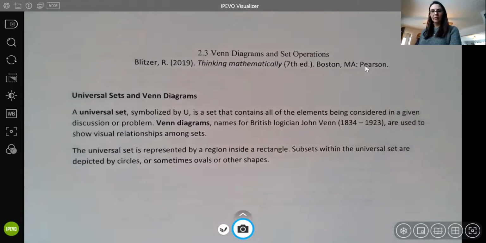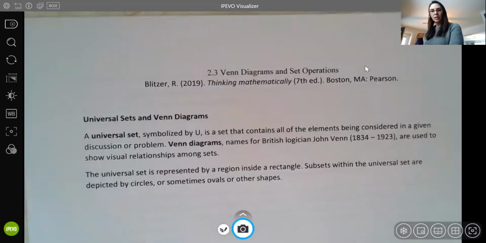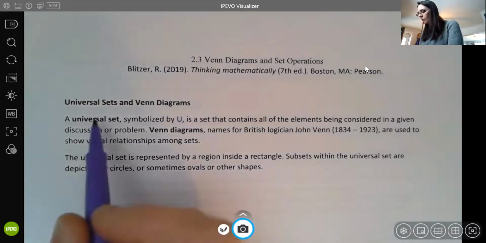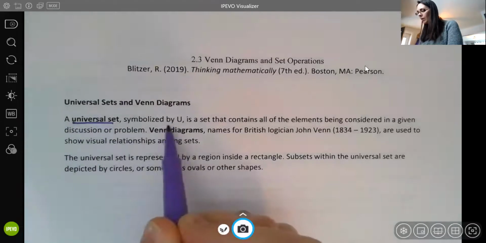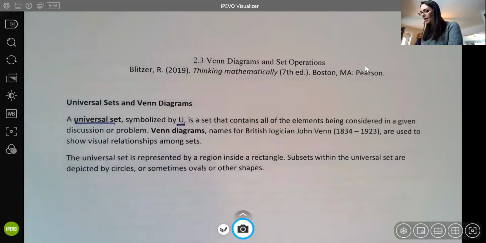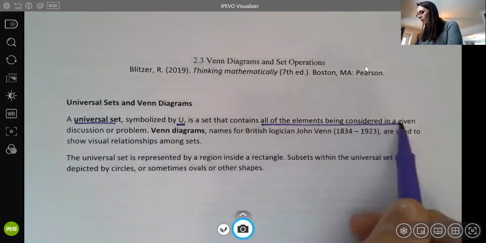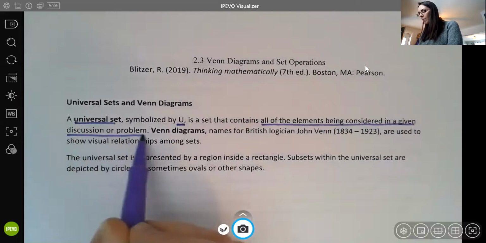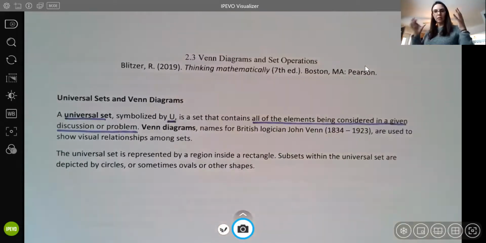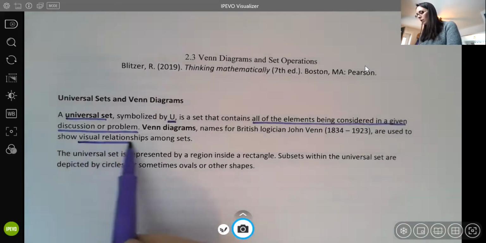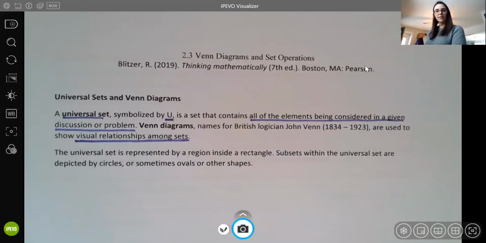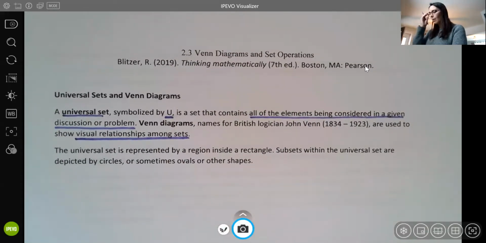So we do have to go over some definitions first. And the first one is universal set. The universal set, and we typically use a capital U to represent that, is a set that contains all of the elements being considered in a given discussion or problem. So that's like your overarching set or your overarching group. And Venn diagrams are used to show the visual relationship among sets. Again, it gives us a way to visualize what these sets look like.